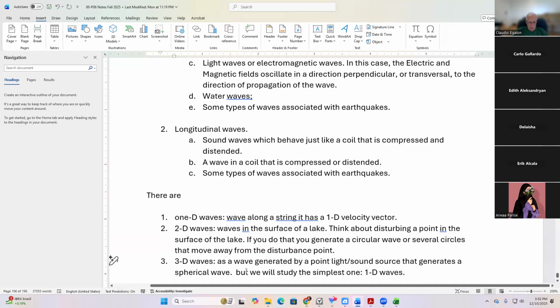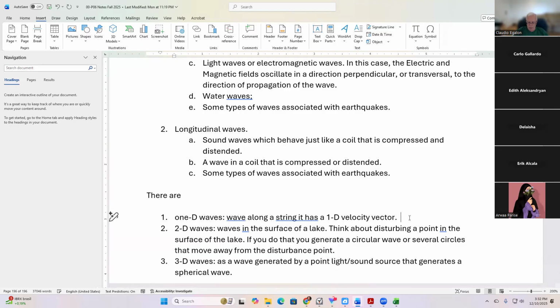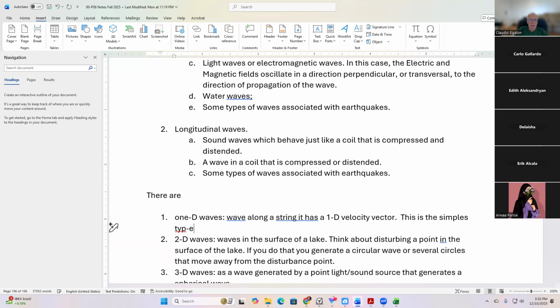Okay, so don't forget the simplest one is the 1D wave. This is the simplest type of wave to visualize.